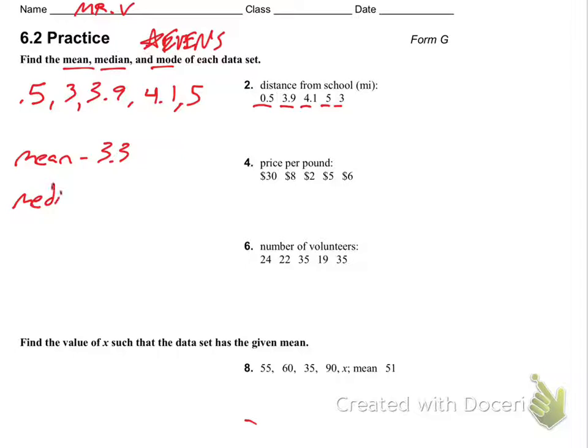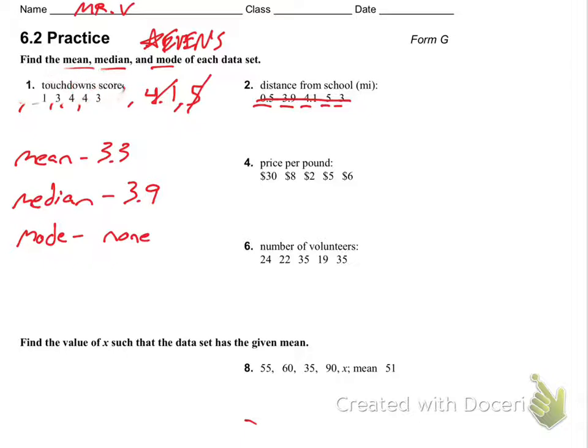The median, easiest way to do this is after you've had everything lined up, as in it's in numerical order from smallest to largest. You can just take one off from each side. So I would take the 0.5 and then the 5 and the 3 and then the 4.1, and my middle number is 3.9. And then for our mode, none of the numbers repeat, so you'd just write none.